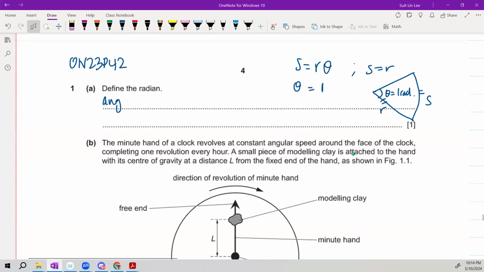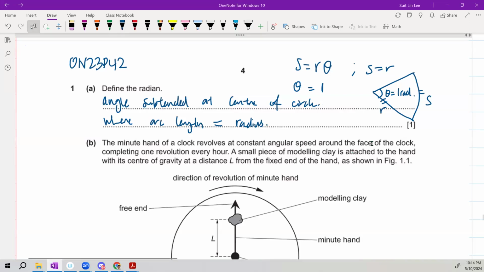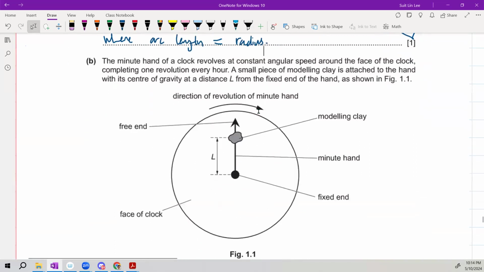So it is the angle subtended at the center of a circle where the arc length is equal to its radius. Write full sentence, okay? Just because the mark scheme did not write full sentence doesn't mean you're allowed to not write full sentence. Mark scheme is for the reference of the examiner, not for you to copy the answer. So it's to refer the important points, not to reproduce the mark scheme.